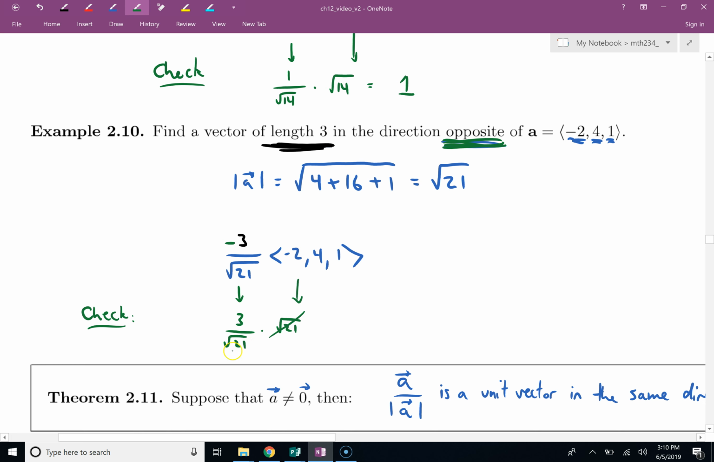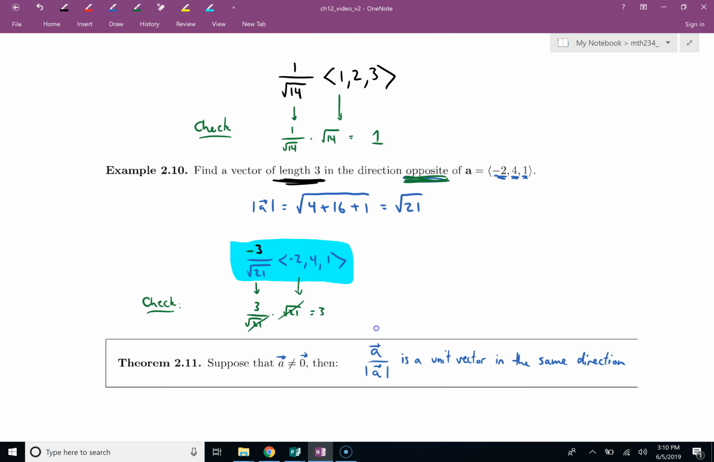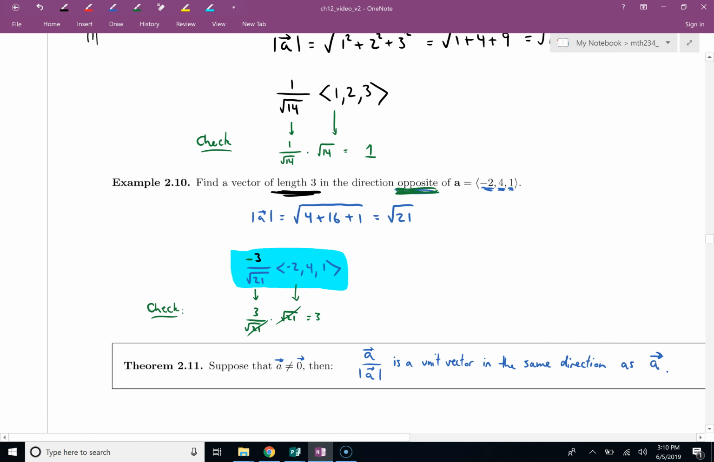And so when you multiply these together, these perfectly cancel out, and this thing has length 3. So this right here would be a vector that's heading in the opposite direction of our original vector, right? Because again, we have this negative sign there. And instead of having length 1, instead of it being a unit vector, it has length 3. So this is how we can even expand on this theorem here, and we can make vectors any length that we want. And we can go either in the same direction as a specified vector or maybe the opposite direction.